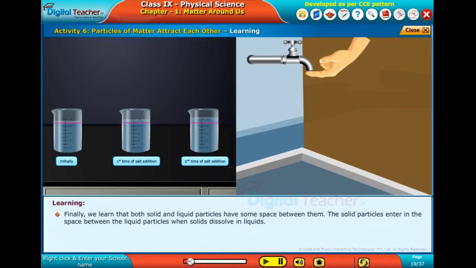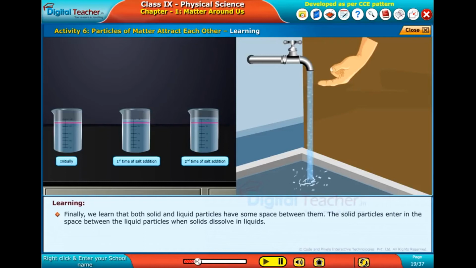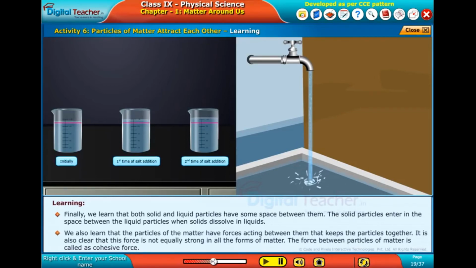Finally, we learn that both solid and liquid particles have some space between them. The solid particles enter in the space between the liquid particles when solids dissolve in liquids. We also learn that the particles of the matter have forces acting between them that keep the particles together. It is also clear that this force is not equally strong in all the forms of matter. The force between particles of matter is called cohesive force.